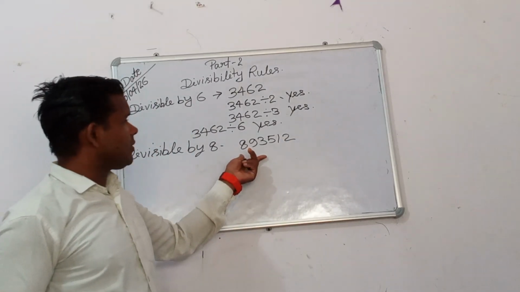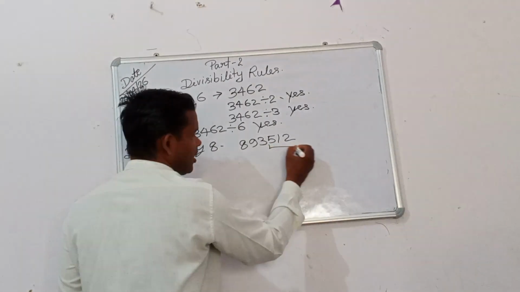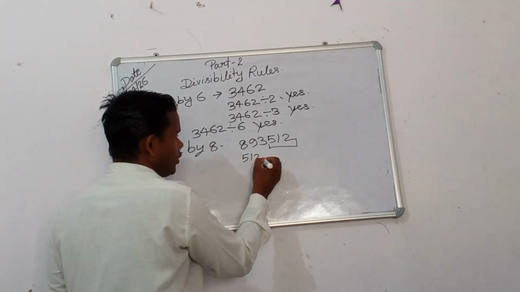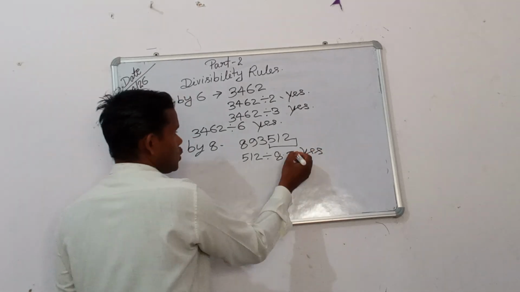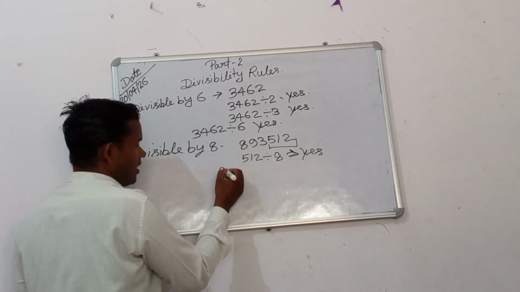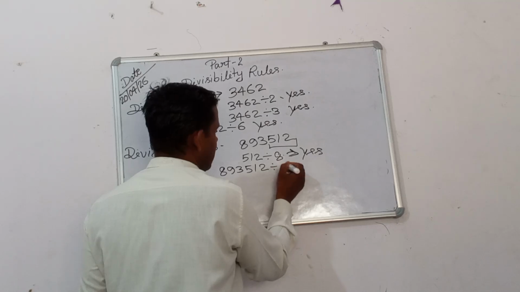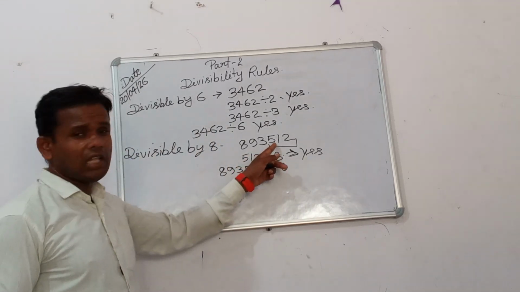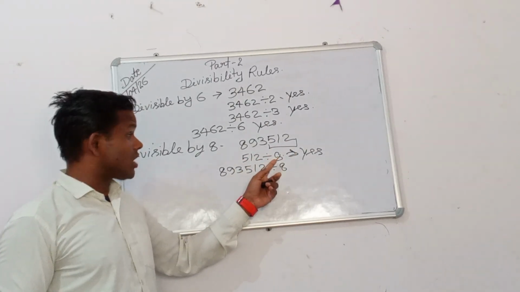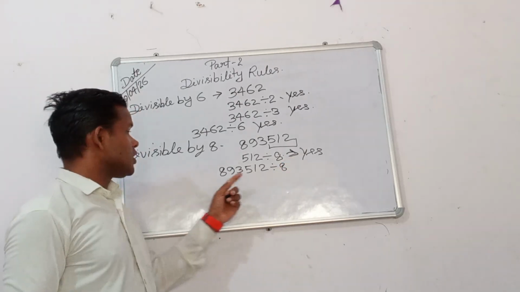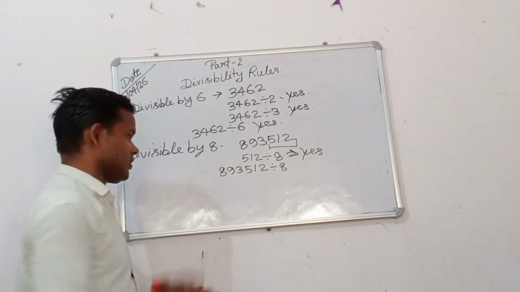Here we observe the number 893512. The last 3 digits are 512. 512 is completely divisible by 8. Yes. So we say that the given number 893512 is completely divisible by 8. That means we observe the last 3 digits, 512, and it is completely divisible by 8. So 893512 is completely divisible by 8.